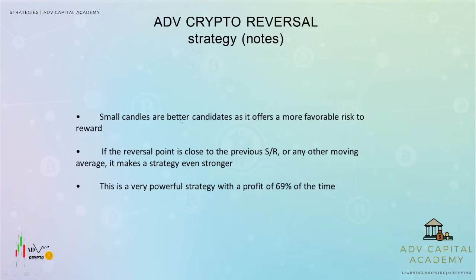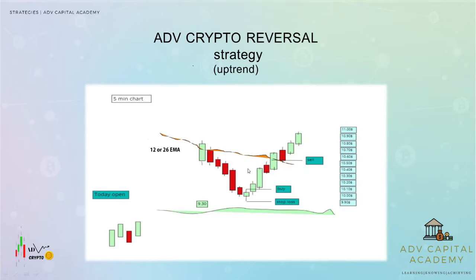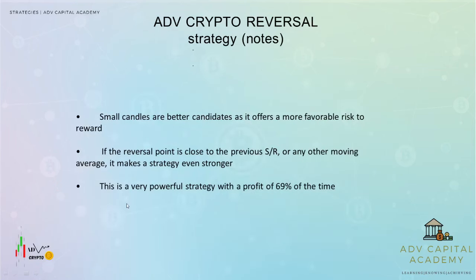As we already explained, small candles are better candidates as they offer a more favorable risk to reward. If the reversal point is close to a previous support or resistance or any other moving average, it makes the strategy even stronger. What do I mean by that? If we see the coin going up and then 5 consecutive candles going down, and we have some previous support or resistance right here, or even a moving average, this makes the strategy even stronger. This is a very powerful strategy with a profit 69% of the time.